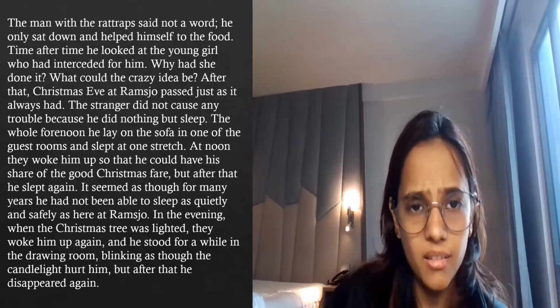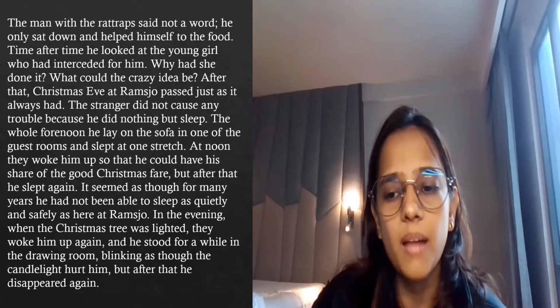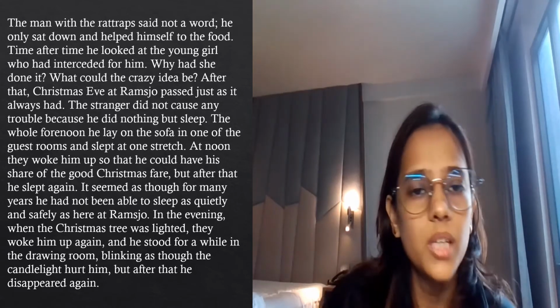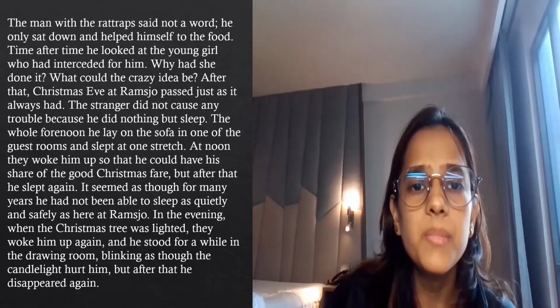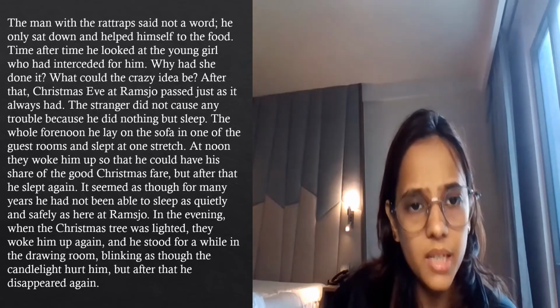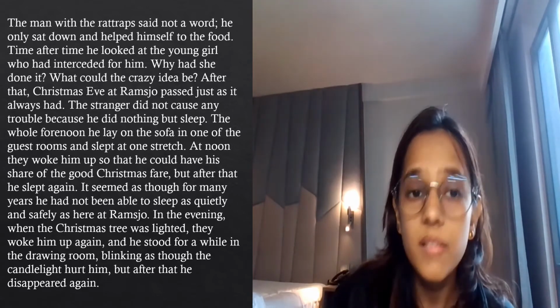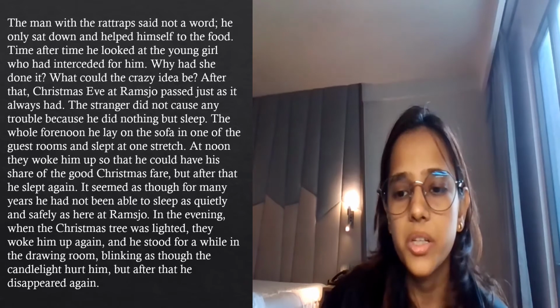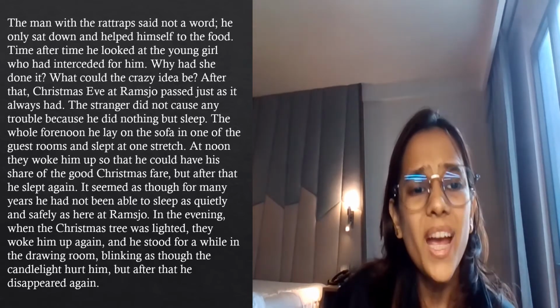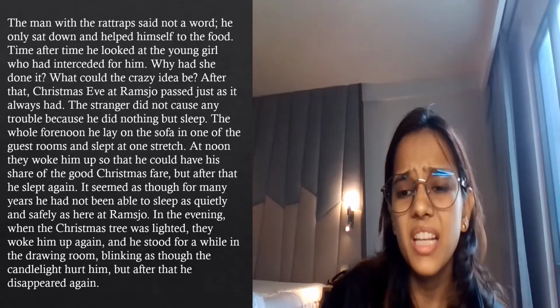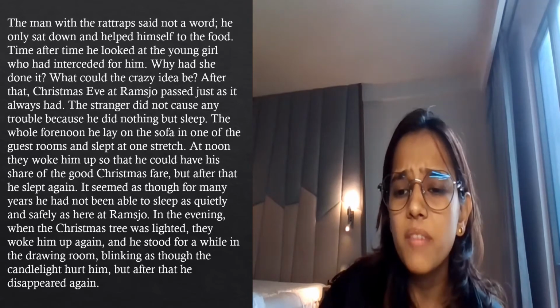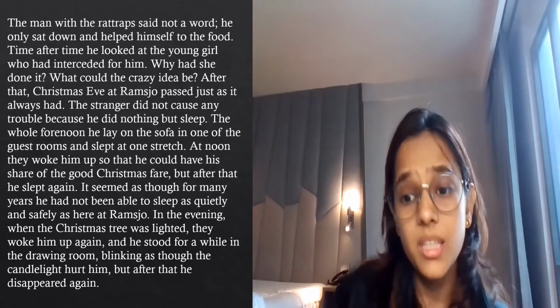The man with the rat trap said not a word. Means he was completely quiet. The man who was having a rat trap, the vagabond. Okay, he only sat down and helped himself to the food. Time after time, he looked at the young girl who had inquisited for him, means negotiated, convinced her dad. Why had she done it? Means now he was feeling, why did she do this for me? I am just an unknown person, why did she do this for me? What could the crazy idea be? Means he is feeling something suspicious, even though it's not, but he is feeling.